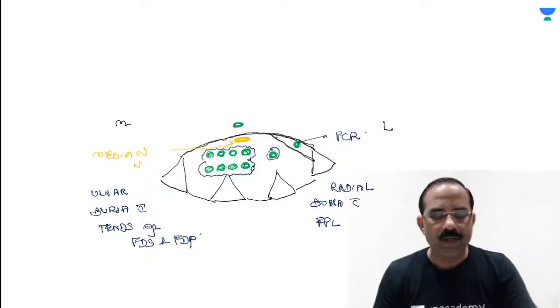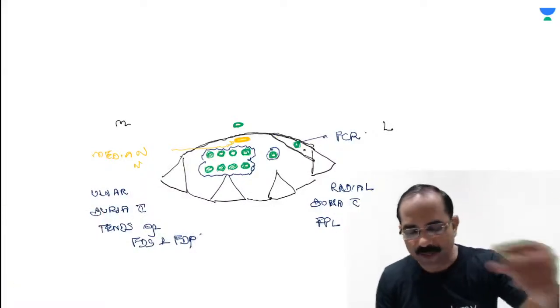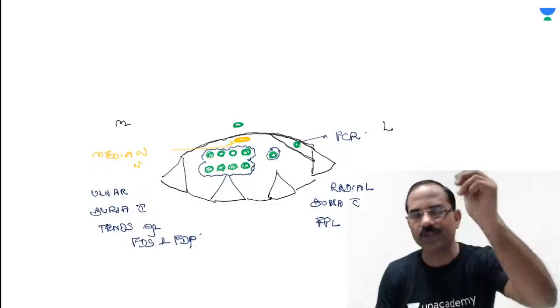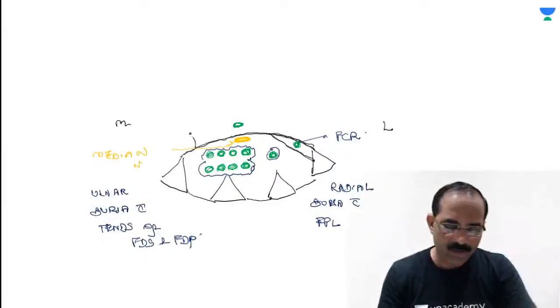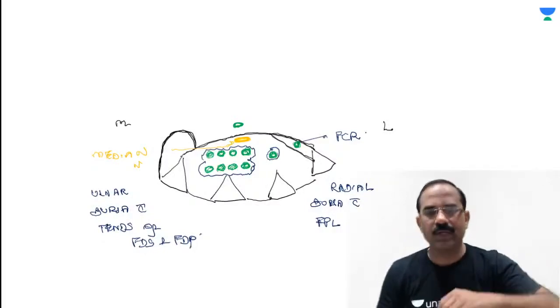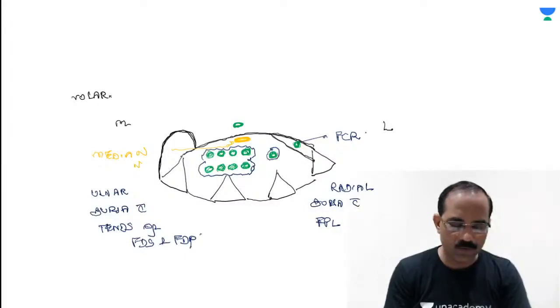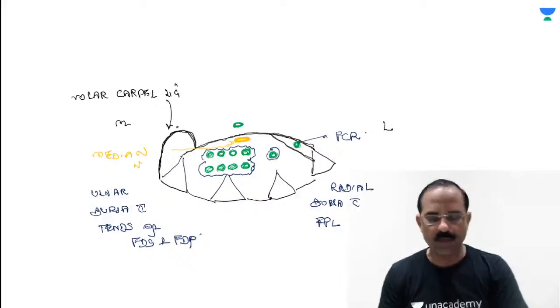Very clear. Now tell me, just as the Flexor Retinaculum divides on the lateral side, it splits into two tendons, similarly the Flexor Retinaculum gives a small extension on the medial side. And what is this extension known as? This is what we call the volar carpal ligament. This is the volar carpal ligament.